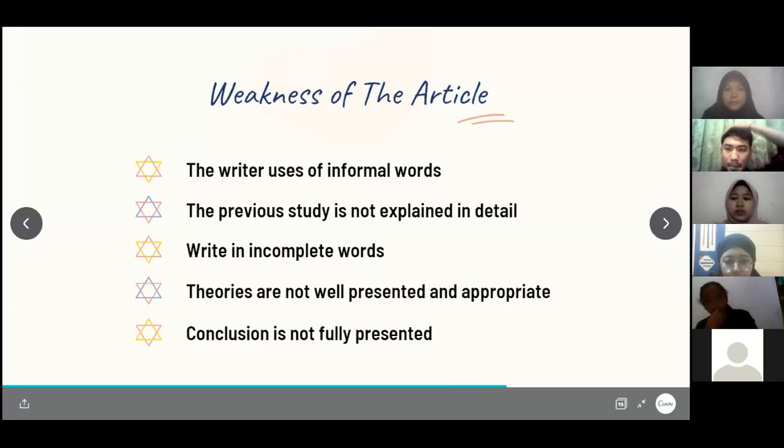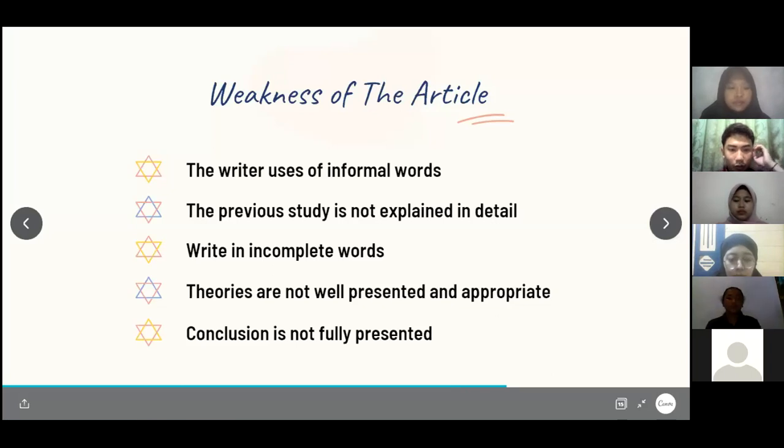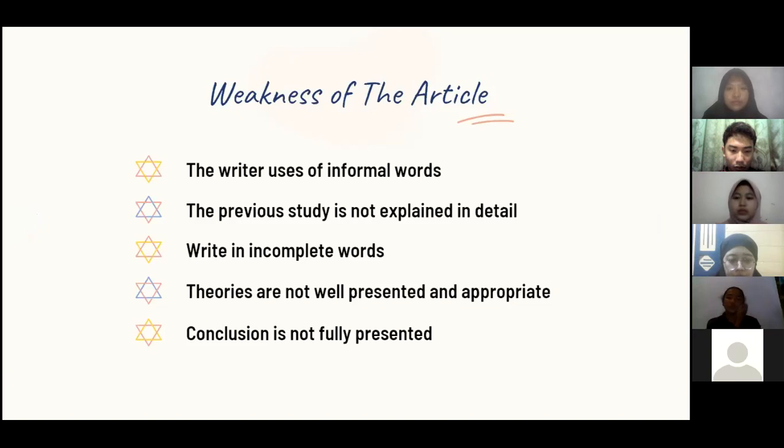The first one is the writer uses informal words. In a research study, pronouns are not recommended to be personal or use the word I, but in her writing, the writer uses the word I instead of terms such as the writer, the researchers, and so on.